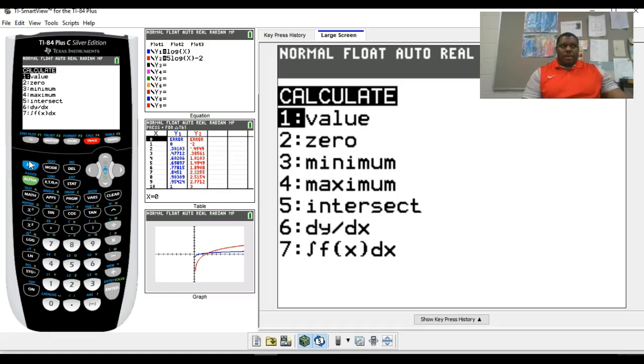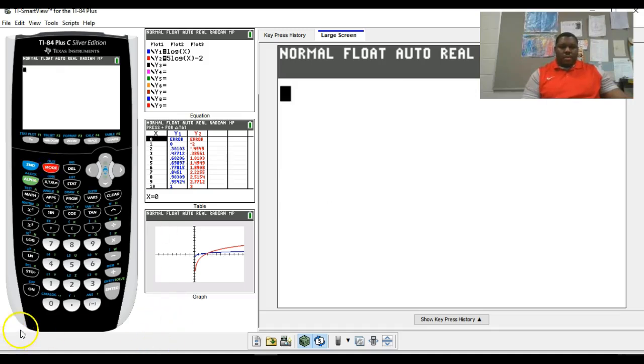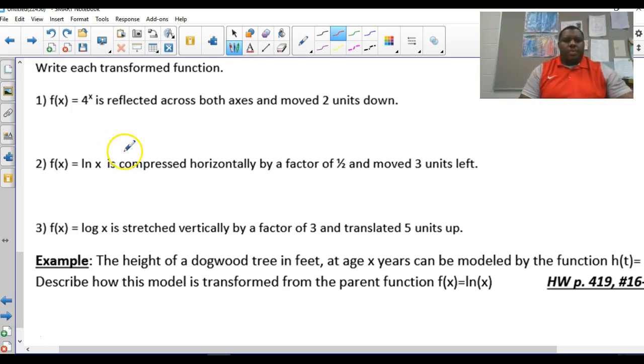All right, now, let's go back to our problem. All right, last few problems, guys. This one right here, it says write each transform function. So we have the base function of 4 to the x. It's reflected across both axes, actually, both. All right, so if you reflect across the x-axis, you got the negative out front. And if you reflect across the y-axis, then you're going to have the negative in front of the x.